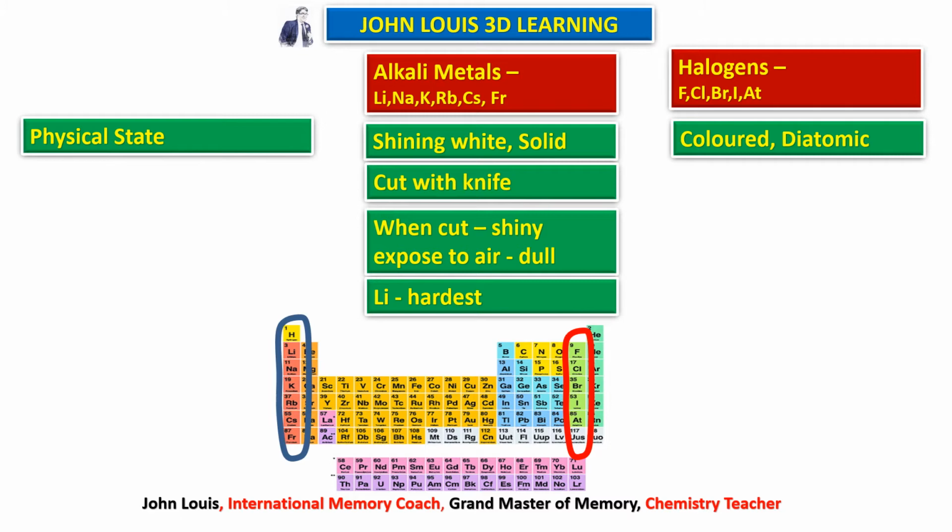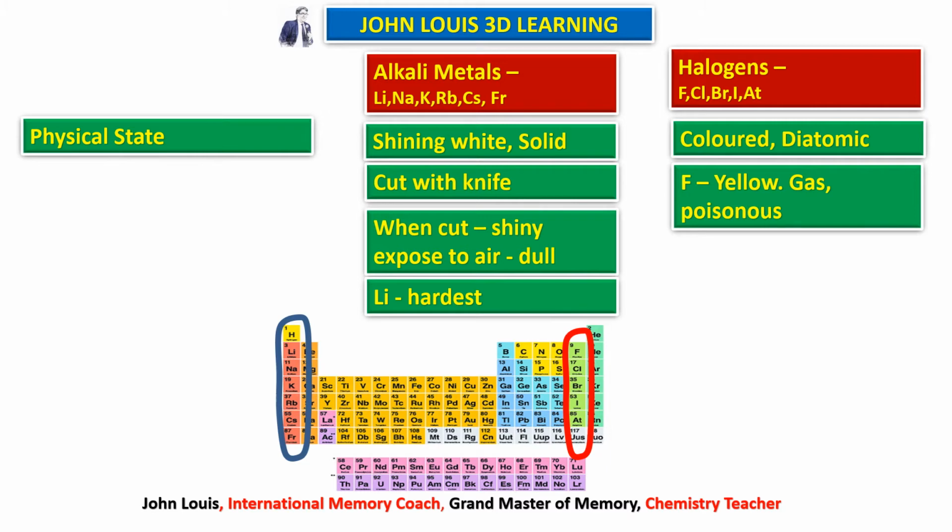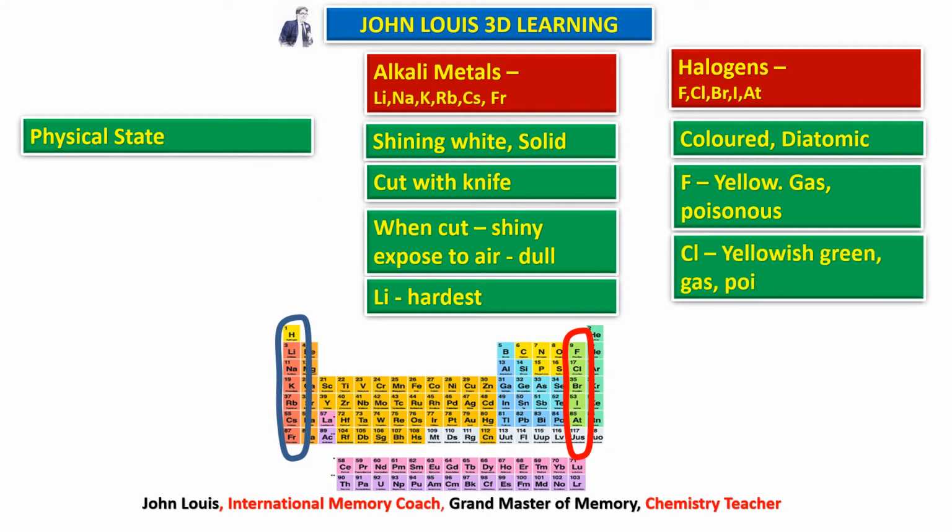They are all colored. So what are the colors of these halogens? Fluorine is yellow color, gaseous, it is a gas in nature. So at ordinary room temperature, what is the physical state of fluorine? It is a gas, and it is also poisonous. Then chlorine, it is yellow-green. This is also a gas and also poisonous.